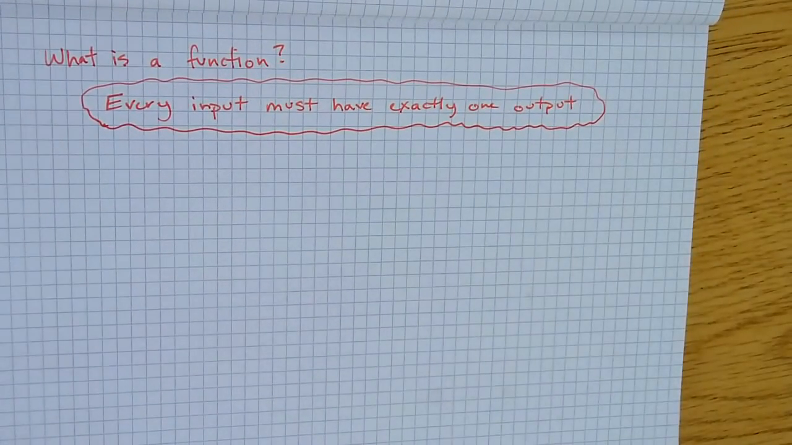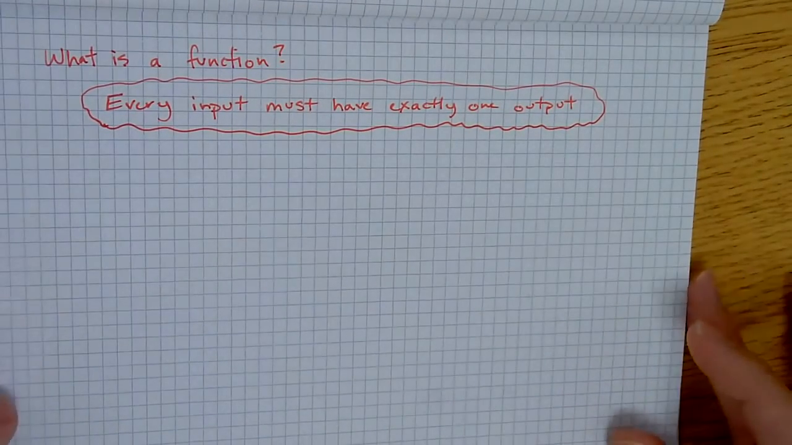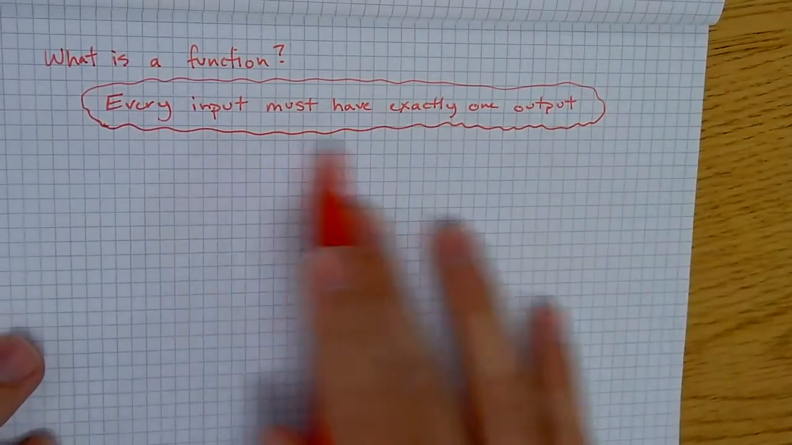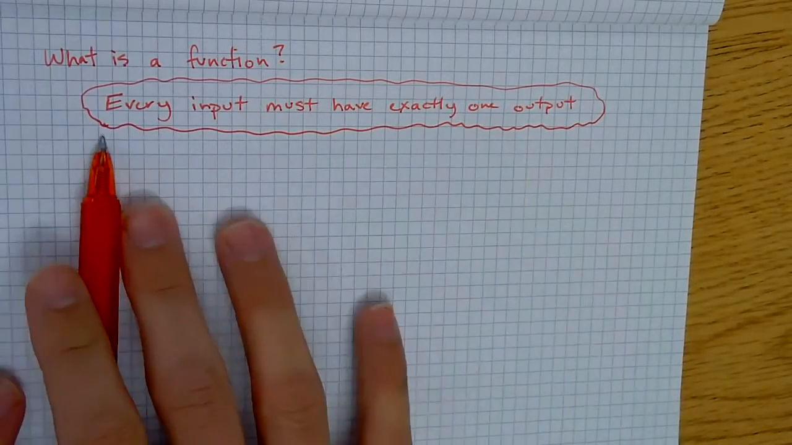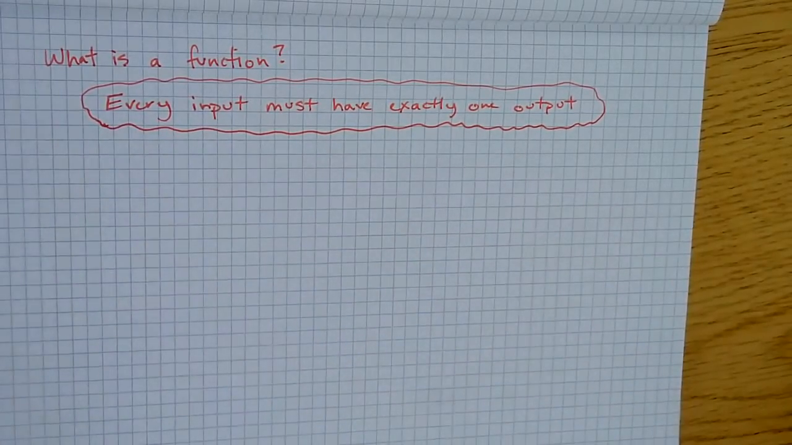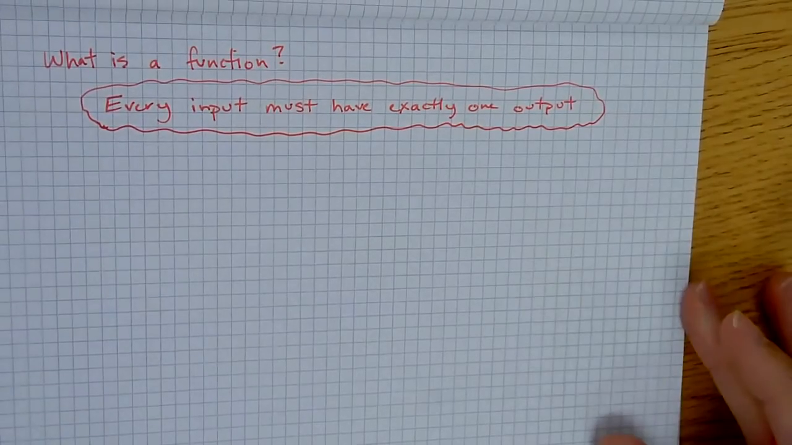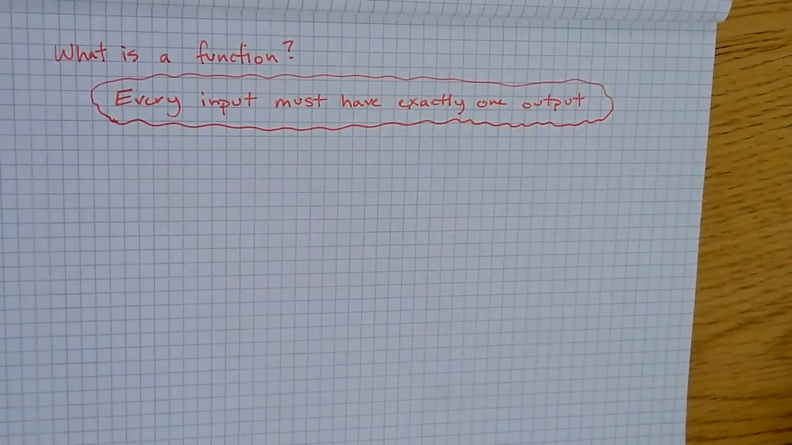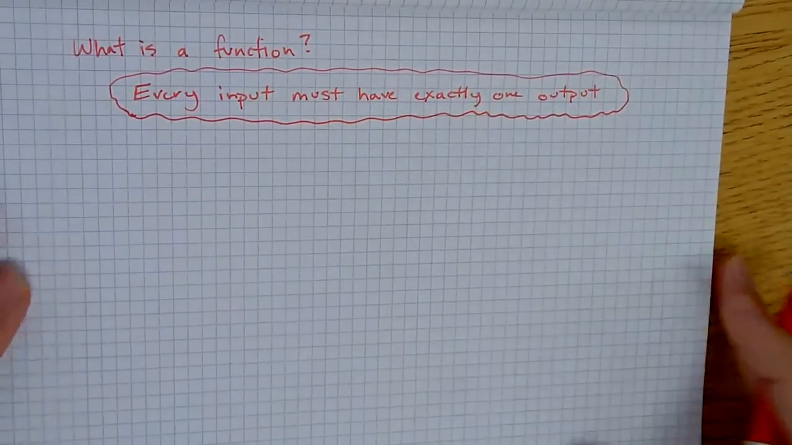So we define a function as every input must have exactly one output. You are literally going to be asked that on the test, and you need to write literally that exact statement. Every input must have exactly one output.